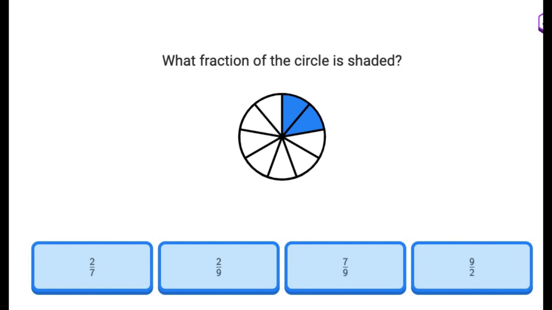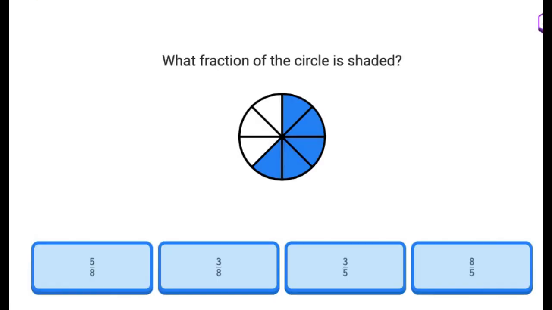What fraction of the circle is shaded? So first we should find out how many pieces there are. So 1, 2, 3, 4, and then plus 5, 6, 7, 8, 9. Okay, 9. So 2 pieces taken out of 9.